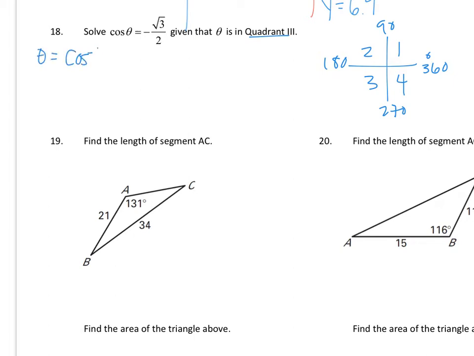The inverse cosine of the number they gave us. So inverse cosine, negative square root 3, and then make sure you get out of the square root before you hit divide by 2. So I got 150. So 150 is not in quadrant 3. 150 is in quadrant 2.